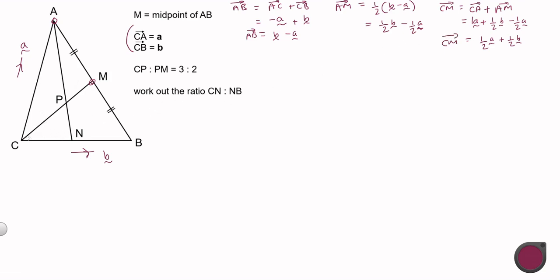One thing you need to understand with the C to M is that some information is given here in the question. There are 5 parts altogether. If you look at the ratio, it's 3 to 2. So the 3 parts here, 2 parts over here.